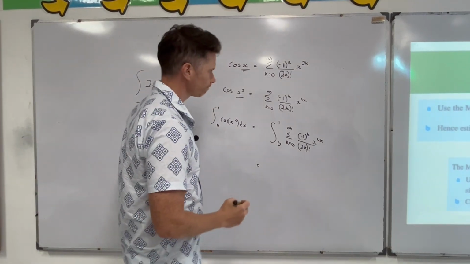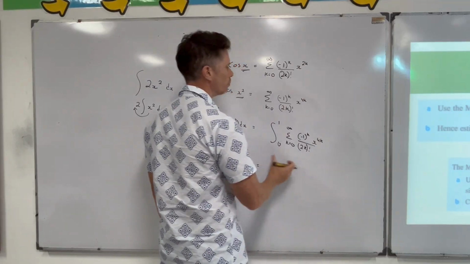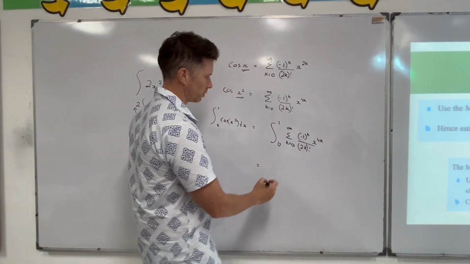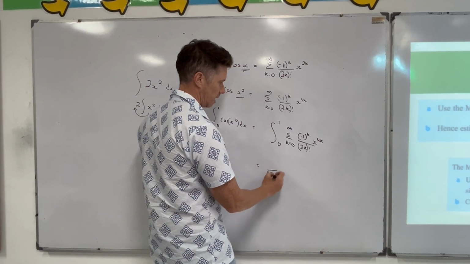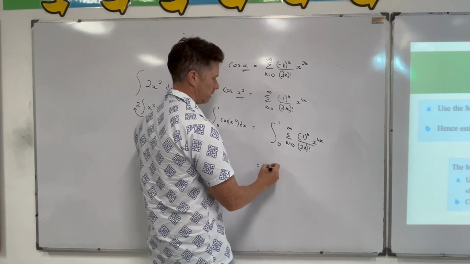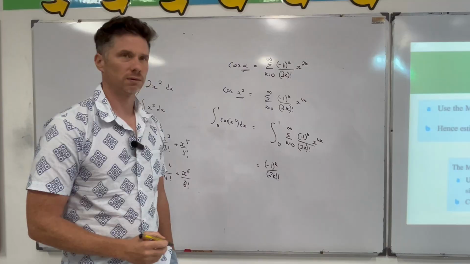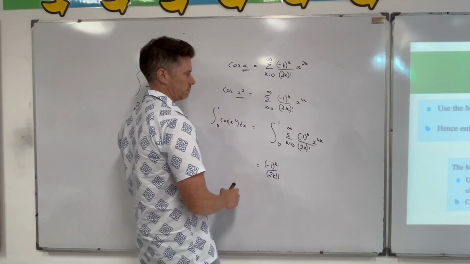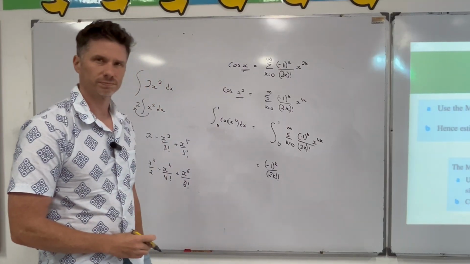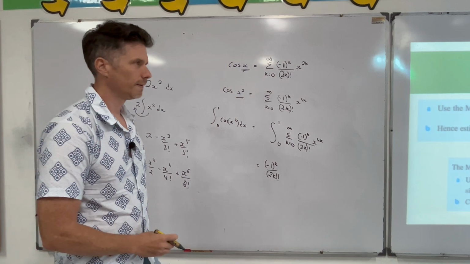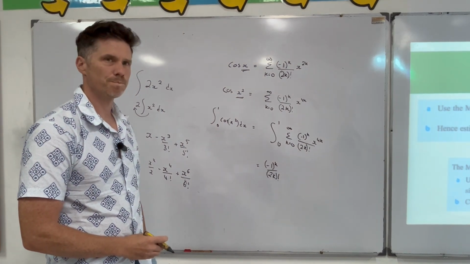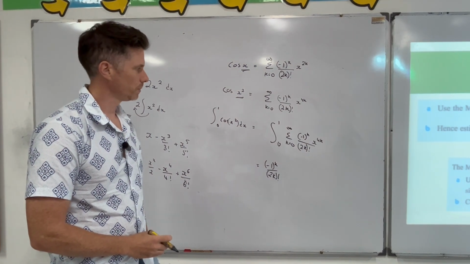Like the 1 over factorial. Well, let's see what we will pull out. What will we pull out? Well, the factorial 2k is definitely a number. Yeah, and the negative 1 to the k. Is the sum of all those a constant? No, because the sum also includes x to the 4th.